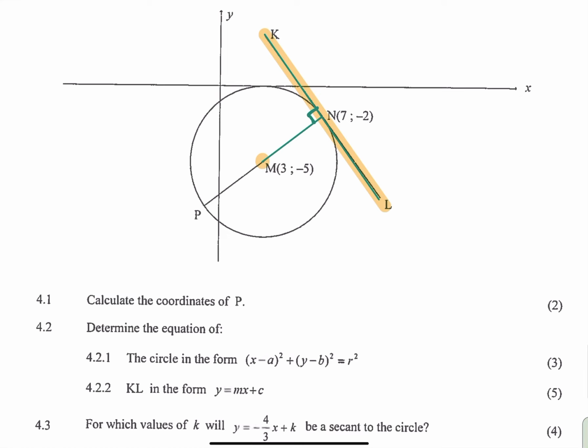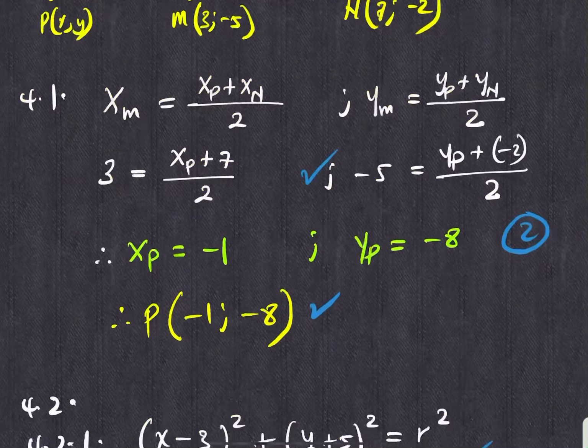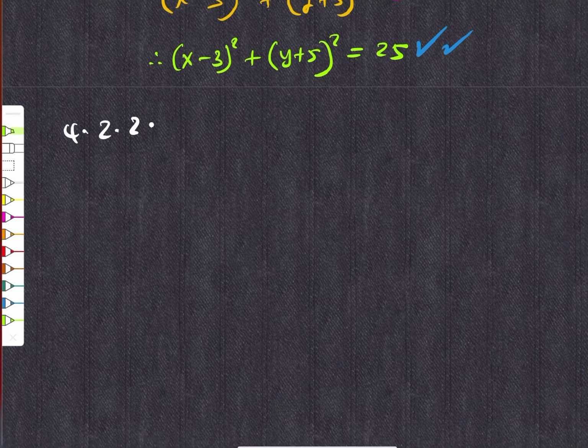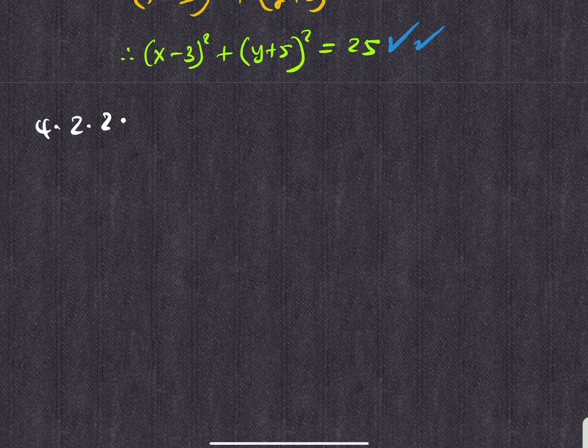So the tangent is always perpendicular to the radius. So I'm going to say to myself that the gradient of the radius multiplied by the gradient of the tangent, which in this case is KL, is going to amount to -1. So this is basic maths that you guys should know. The gradient of MN. Let's find it now. That is the radius. The gradient of the radius, that is MN or NM, one of the two.